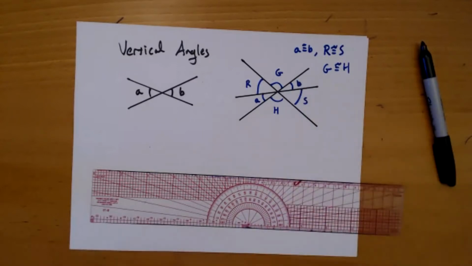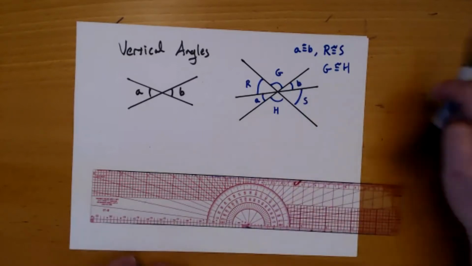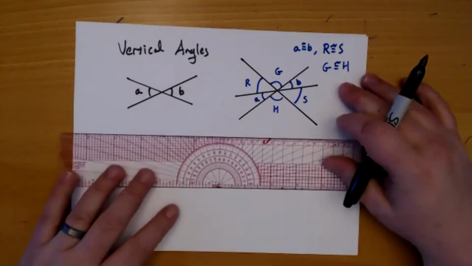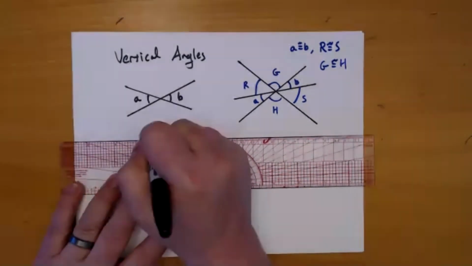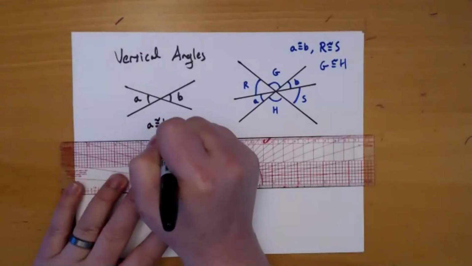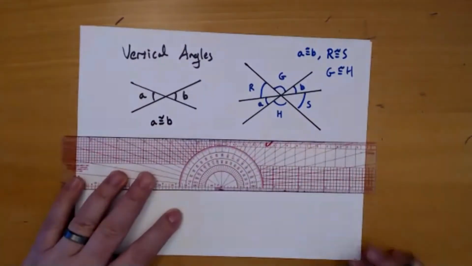Vertical angles pop up a lot, so it's important that you're okay finding them. And I'll just put this down here: A is congruent to B.